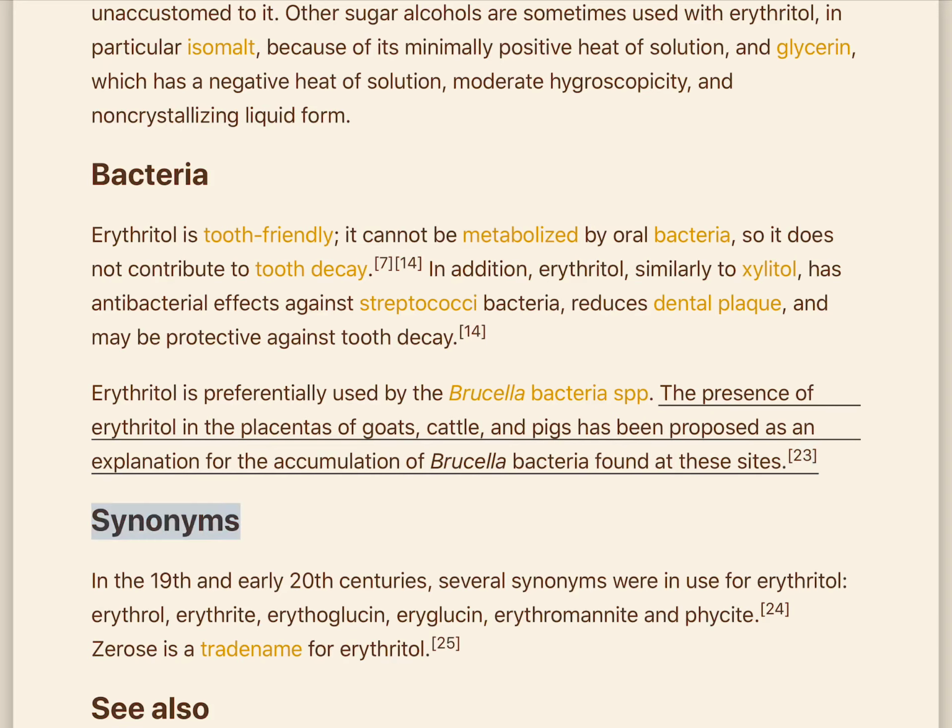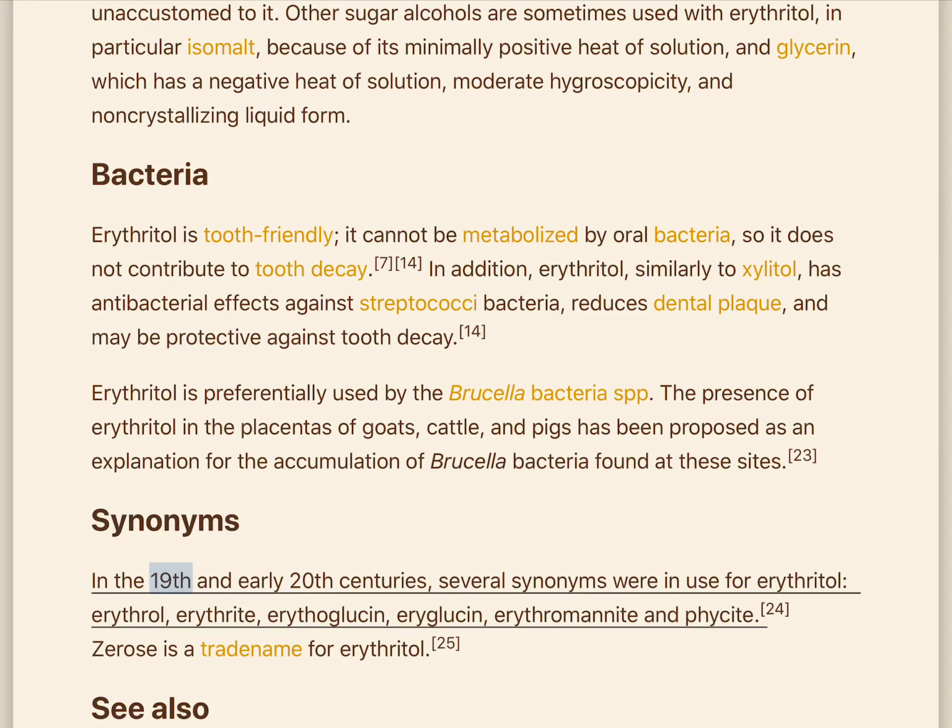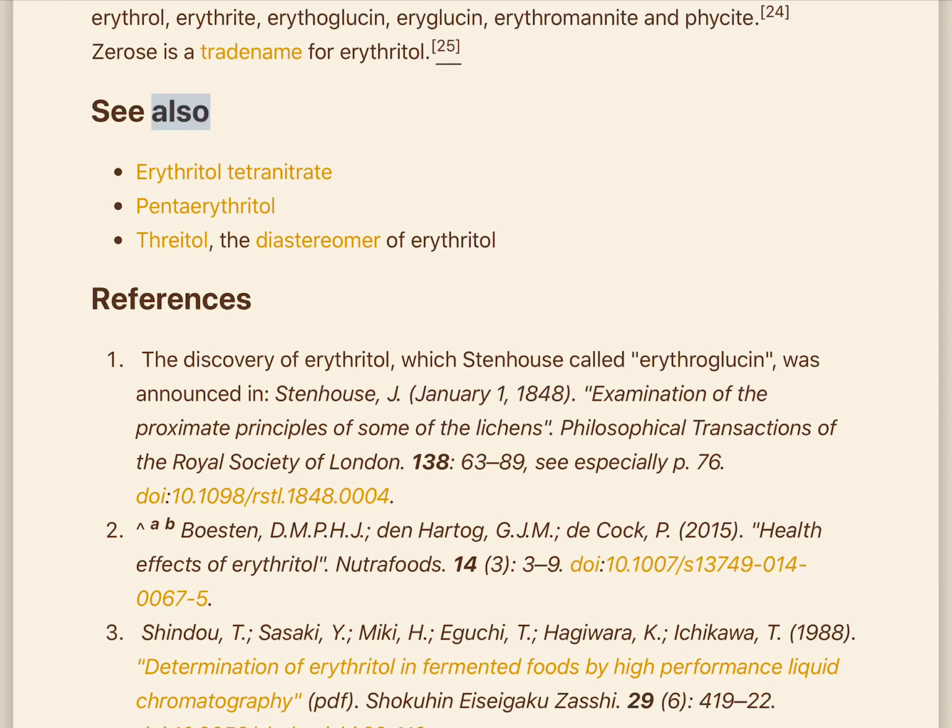Synonyms. In the 19th and early 20th centuries, several synonyms were in use for erythritol: erythrol, erythrite, erythroglucin, eriglucin, erythromannite and phycite. Xeroz is a trade name for erythritol. See also: erythritol tetranitrate, pentaerythritol, threitol, the diastereomer of erythritol.